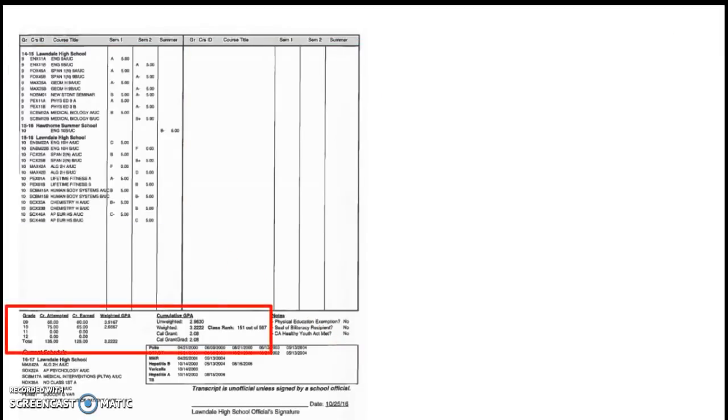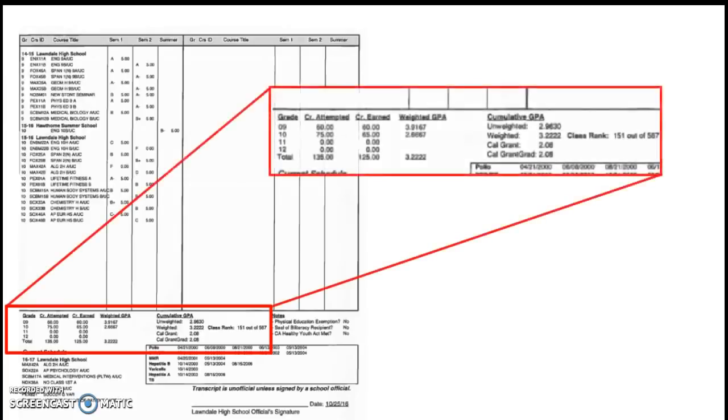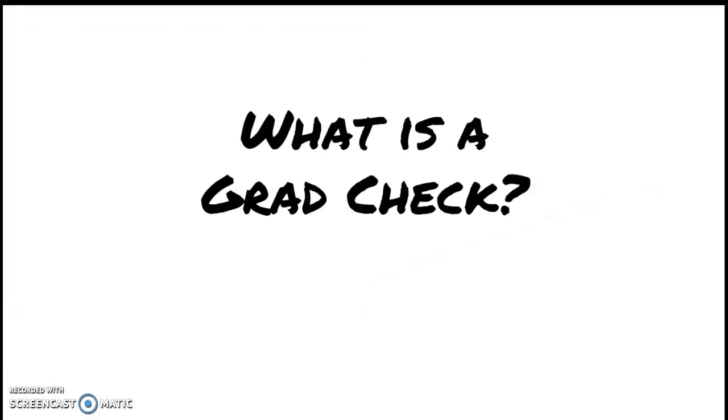In addition to a list of all your courses, you can also find your total credits attempted, your total credits earned, your weighted GPA, and your cumulative GPA.